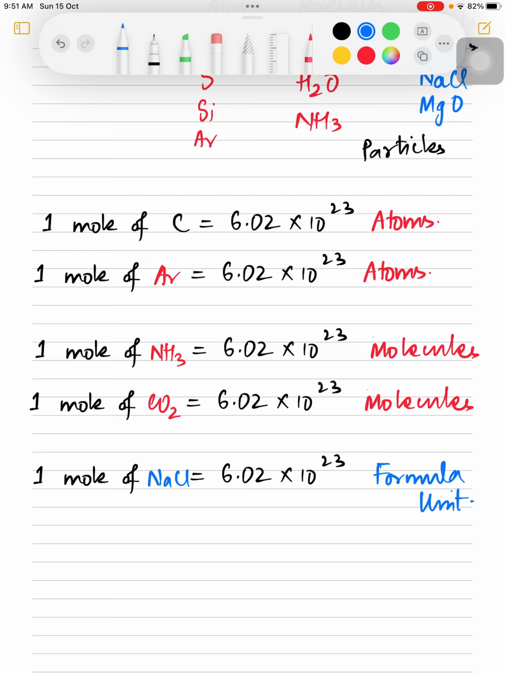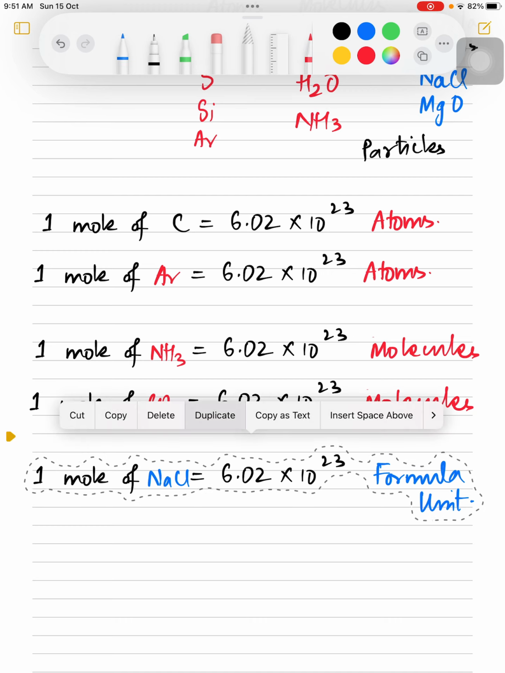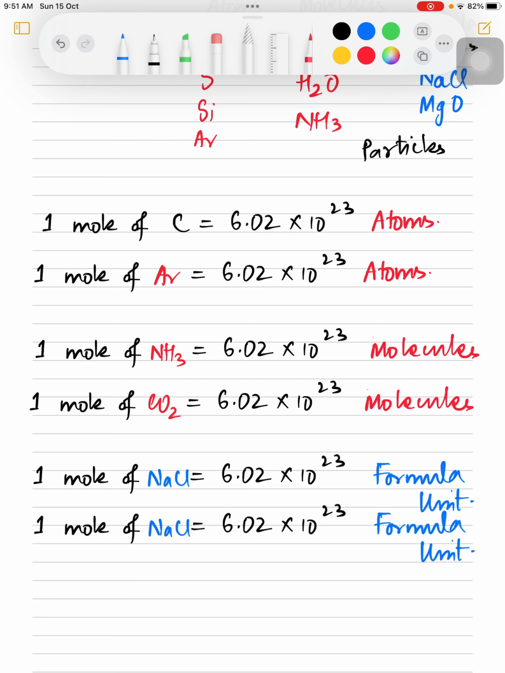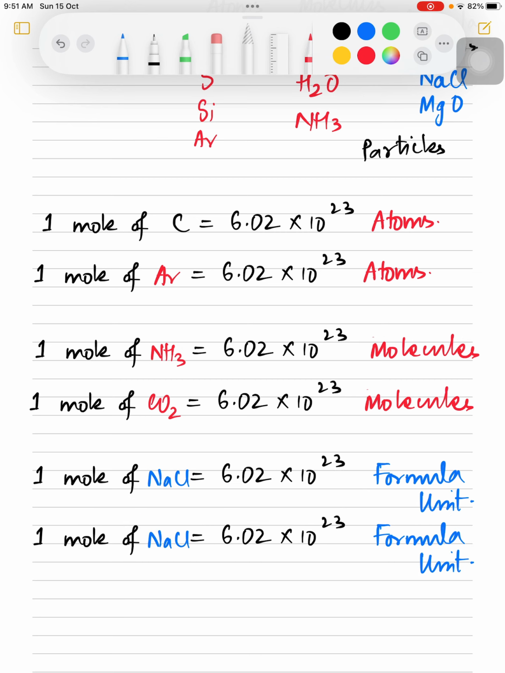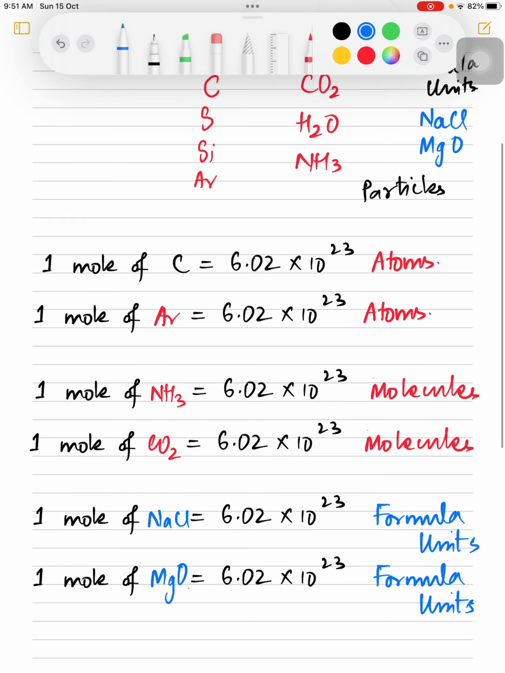And the same thing goes for another one: I duplicate it and make it for 1 mole of magnesium oxide, and these are the formula units. So this is a basic introduction to how you are going to perceive it. These are the atoms, these are the molecules, and these are the formula units.